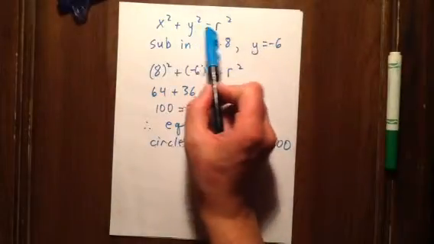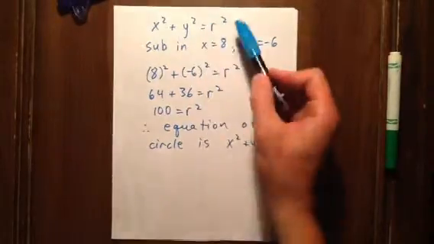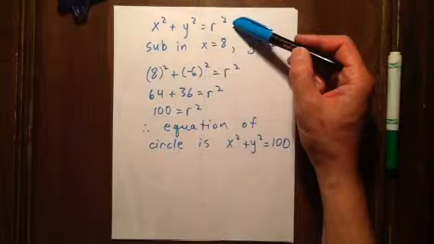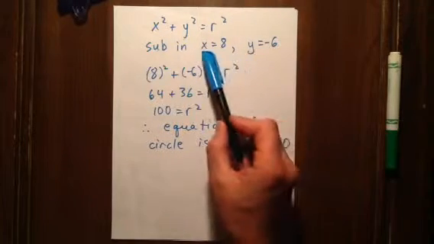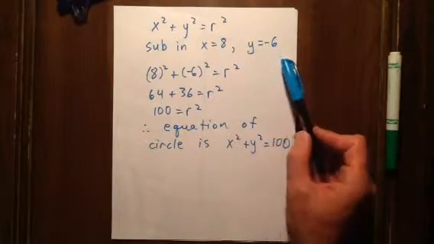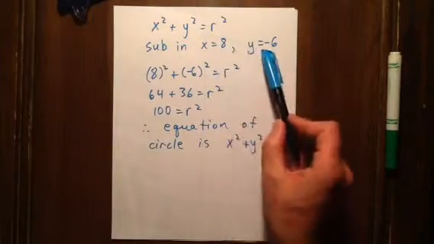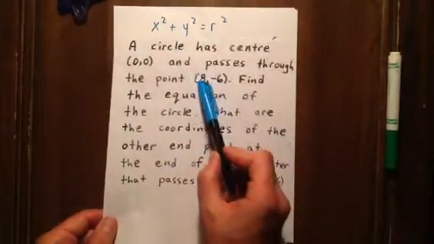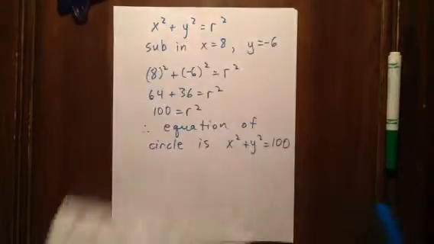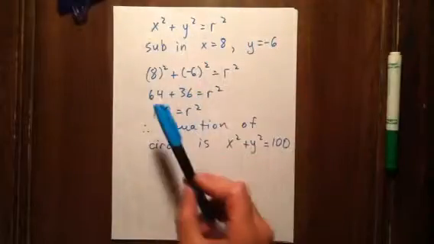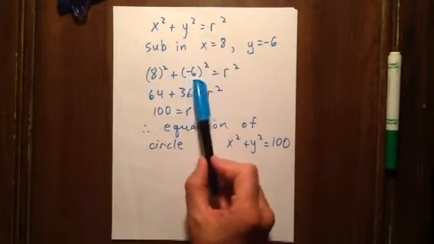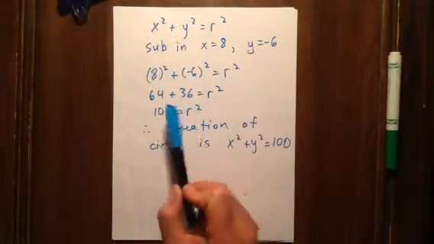We've got x squared plus y squared equals r squared. Just like we would have done in grade 9 with straight lines, what we're going to do in grade 10 with circles is substitute in a value for x and a value for y. X is 8 and y is -6 because we know the point (8, -6) is on the circle. So plugging in an 8 for x and a -6 for y, we get 8 squared plus (-6) squared equaling r squared.